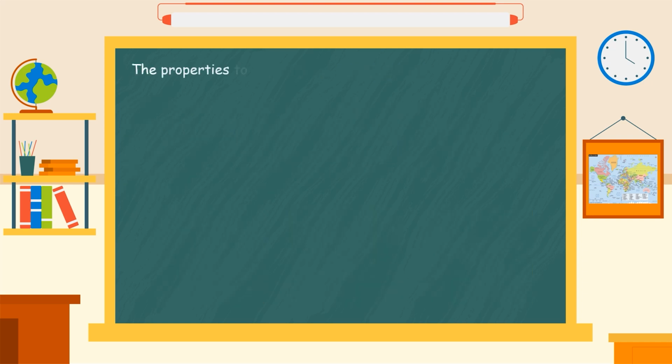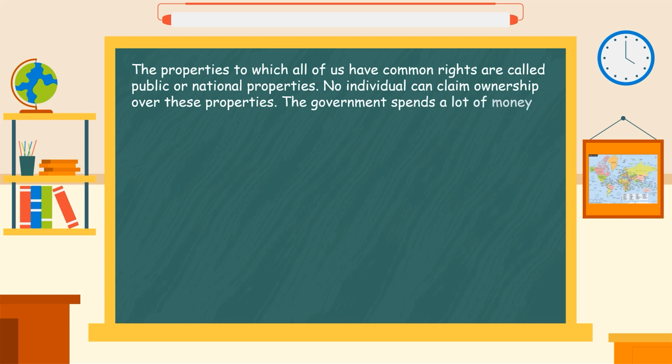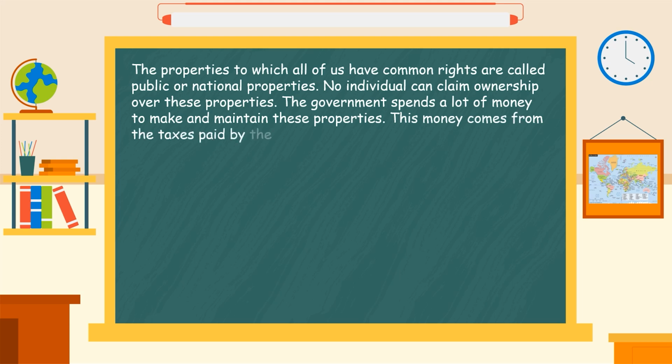The properties to which all of us have common rights are called public or national properties. No individual can claim ownership over these properties. The government spends a lot of money to make and maintain these properties. This money comes from the taxes paid by the citizens.